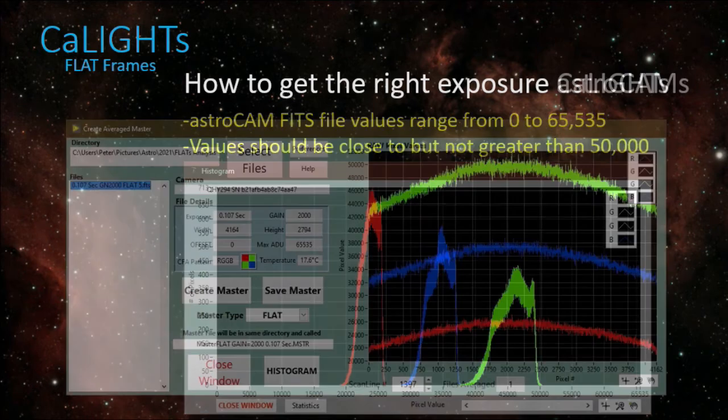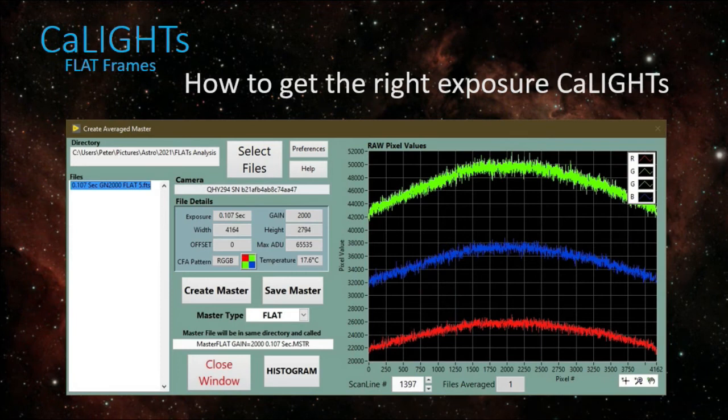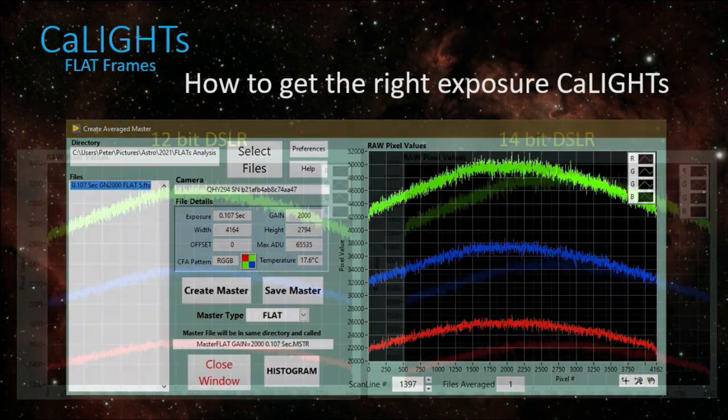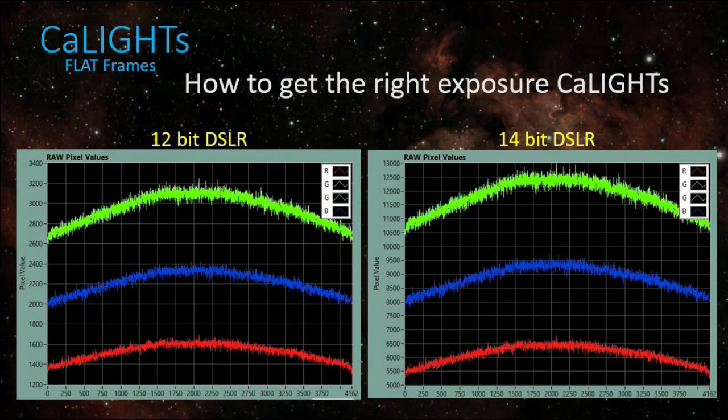This means you can get familiar with taking flat frames during the day and also learn what camera settings work the best. When you use CaLIGHTs to create your master flat, you are presented with a graph that shows your raw pixel values in your flat frame. By default, CaLIGHTs will show you the red, green, and blue pixel values at the center of your flat frame, which is typically where the brightest pixels are found. Depending on the camera you are using, you can now verify if you're using the correct exposure.